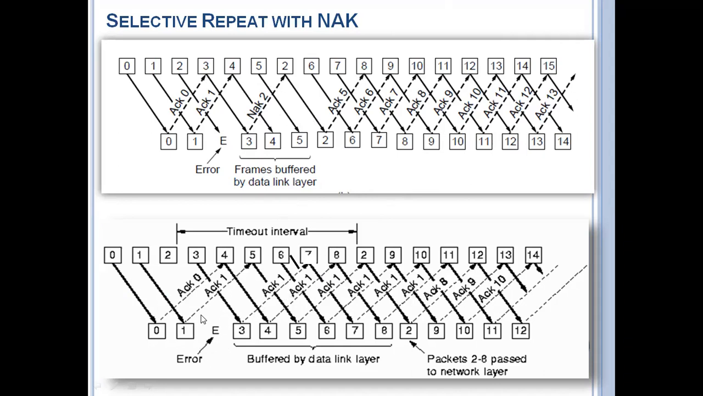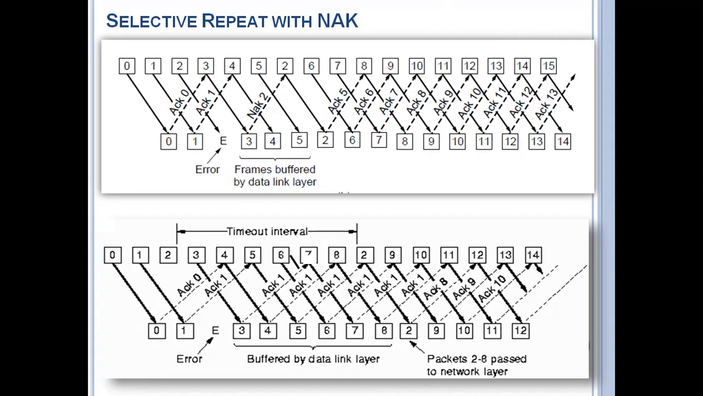Here 2 is the error. Again 3 is sent, and 4, 5, 6, 7 are continuously transmitted. Whenever an error occurs, these frames are buffered by the data link layer: 3, 4, 5, 6, 7, 8 are buffered by the data link layer. After retransmitting frame 2 again, it will continue. So only the selective frame is retransmitted.